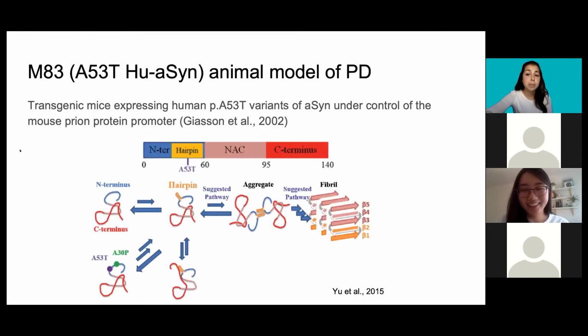And so to do this specifically, I'm using the M83 mouse model. So these are transgenic mice that contain the A53 mutation in the alpha-synuclein gene. And this is a mutation found in one of the familial forms of Parkinson's disease, where the mutation increases the propensity of the protein to form intraprotein interactions, thus leading to a misfolded state, and thus leading to the formation of these toxic fibril forms of the protein, which are found in the Lewy bodies.